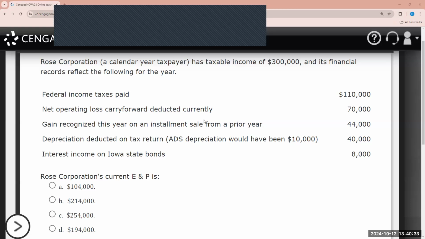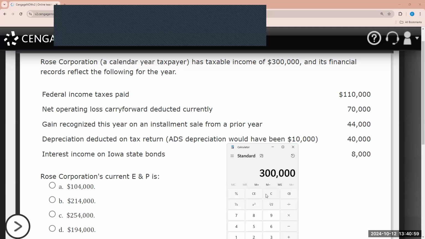So we will pull out our handy dandy calculator to determine this amount. In order to determine E&P, we start off with the taxable income of $300,000. The federal income tax is subtracted from taxable income, and the net operating loss carry forward is added. Then the gain recognized currently from the prior year's installment sale is subtracted, and the excess of depreciation deducted on the tax return over ADS and the interest from Iowa state bonds are added.